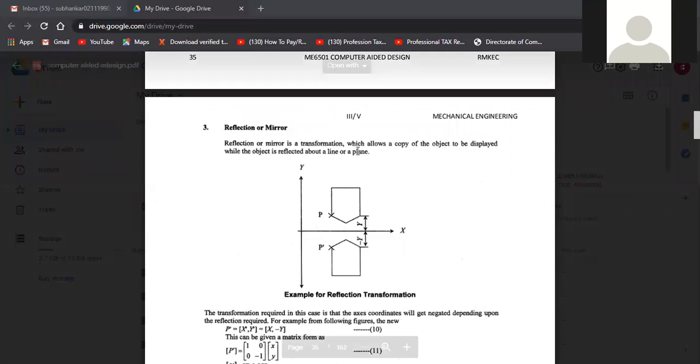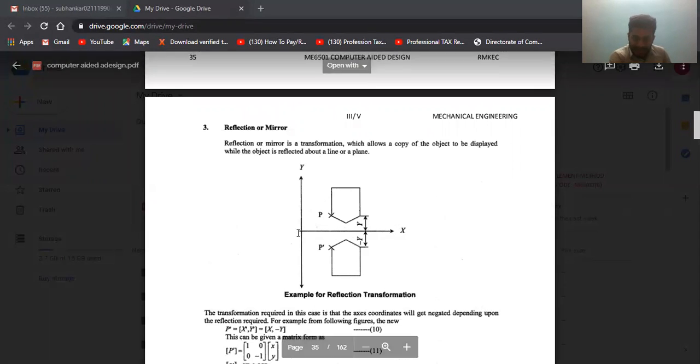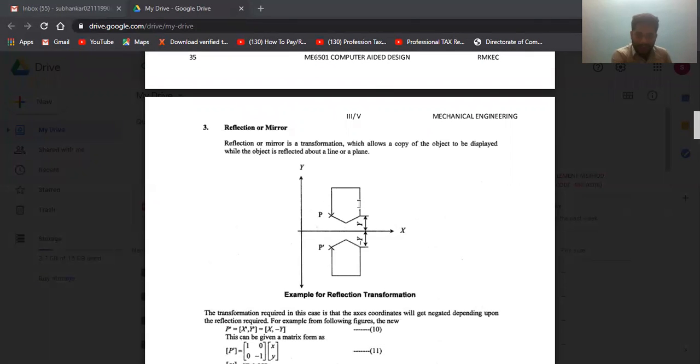See, you are keeping it in the xy plane, but along the x-axis you are just reflecting this. You are getting the reflection of this object. That means you are inverting this object.